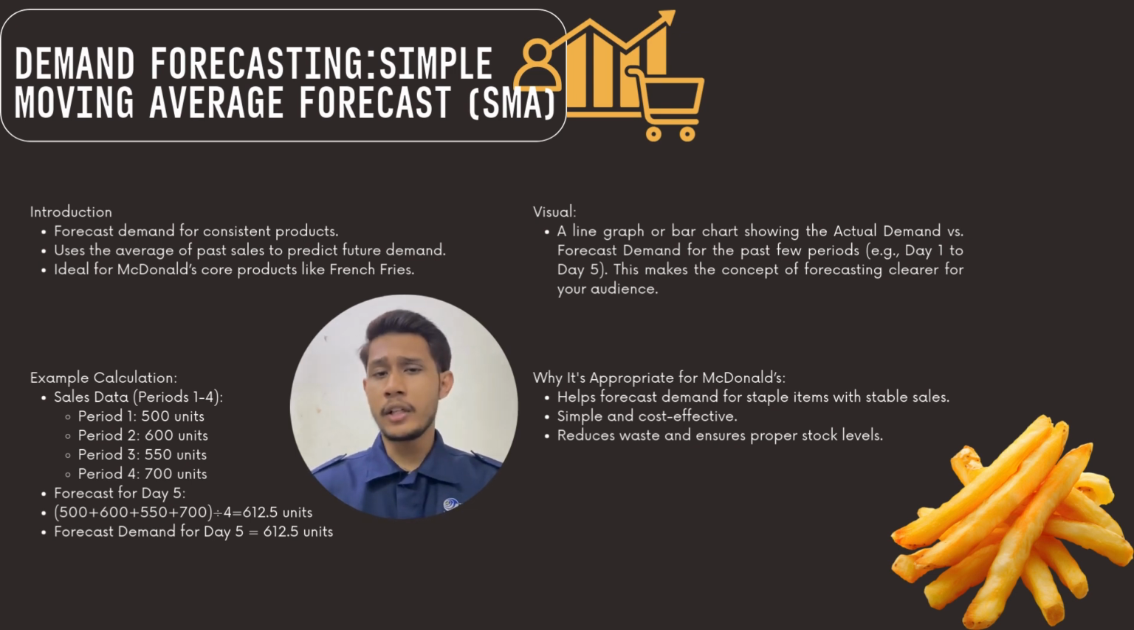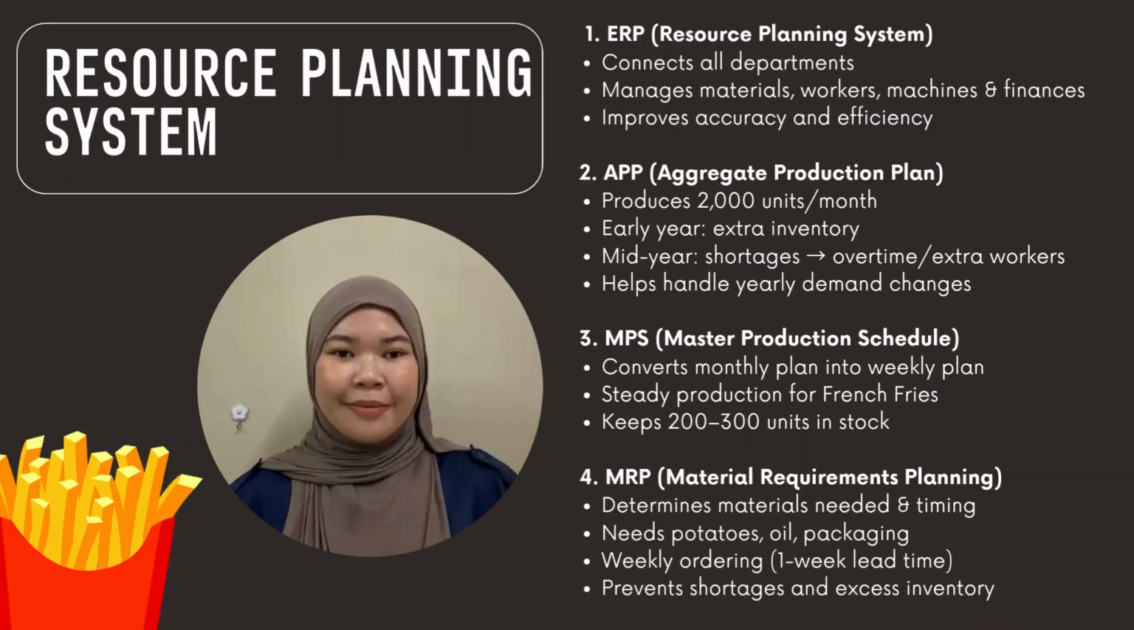The moving average helps McDonald's adjust inventory levels to match predicted demand, ensuring they are neither overstocked nor understocked, which helps optimize resources and reduce waste. This method is particularly useful for core menu items that have consistent demand patterns over time, such as French fries. In summary, simple moving average forecasting is an easy-to-use and efficient method that helps McDonald's manage inventory and forecast future demand accurately based on historical data.